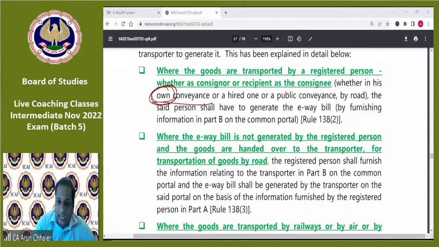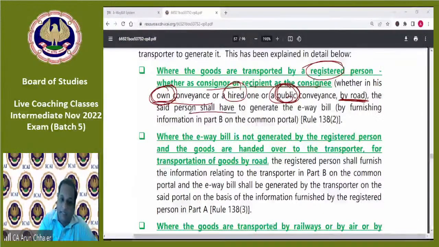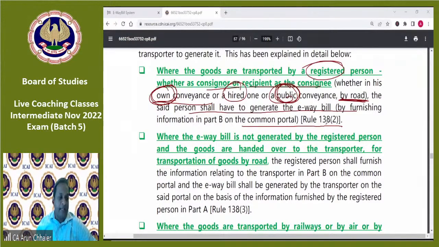So where the goods are transported by the registered party, whether as a consigner or as a consignee, whether in his own conveyance or hired or even public conveyance, by road, the said person has to generate the e-way bill by part A and part B both on the common portal. One question from Rekha: if the supplier is unregistered, then he will generate the e-way bill enrollment for the transport. Then why should the recipient make the e-way bill?